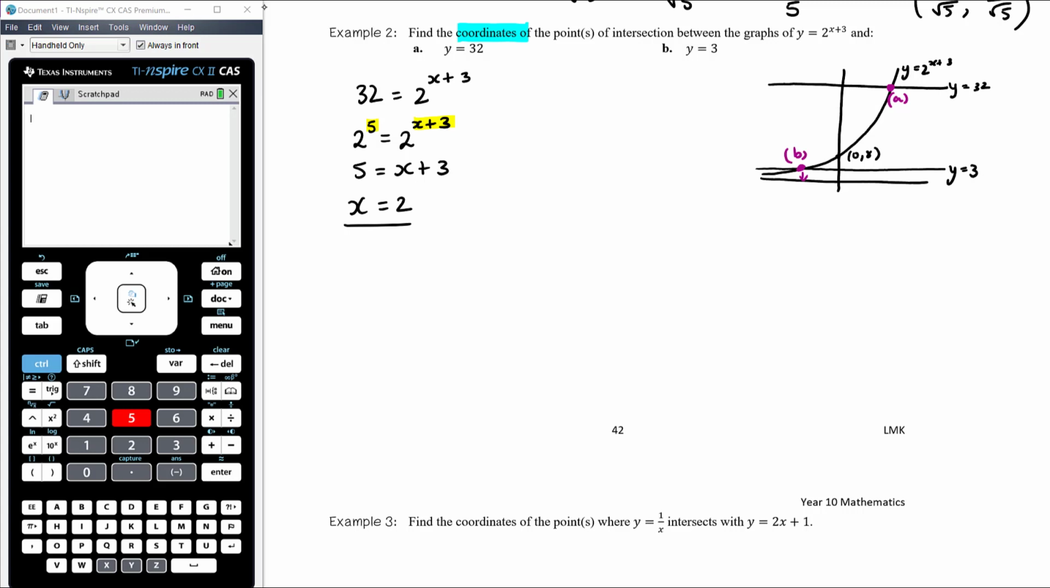Now remember we want the coordinates of the points of intersection, so the x coordinate is 2. Now the y coordinate, now we could substitute 2 back into our exponential equation, but hey look, y is equal to 32. We've just found when y is equal to 32, what does x equal? And so therefore the point of intersection is (2, 32).